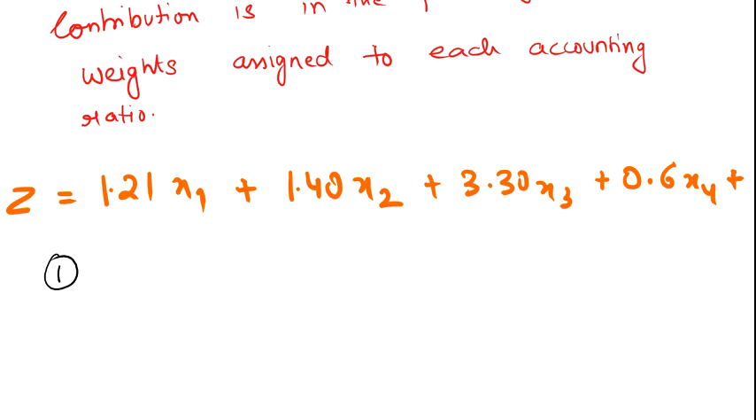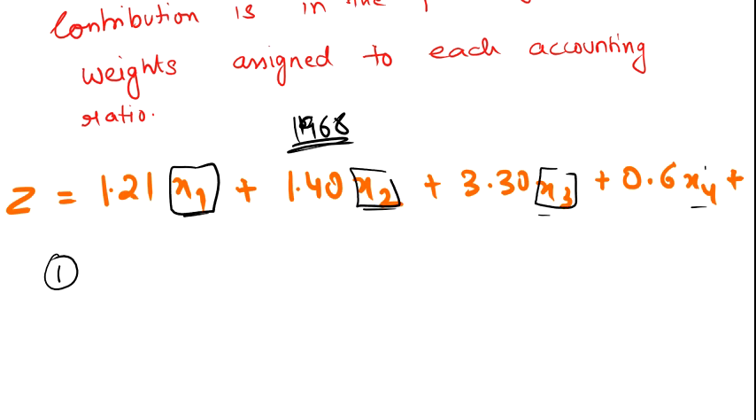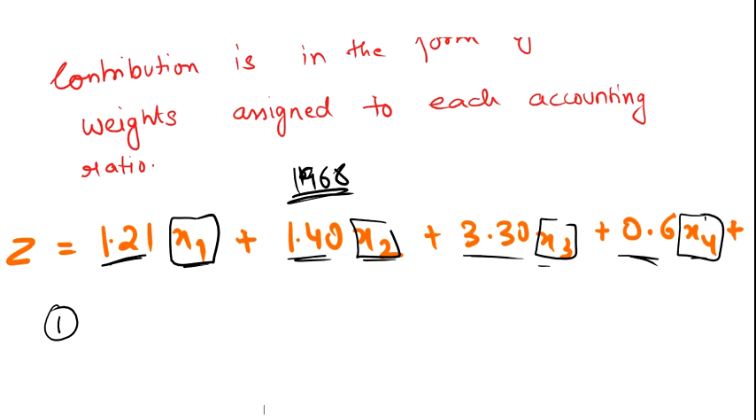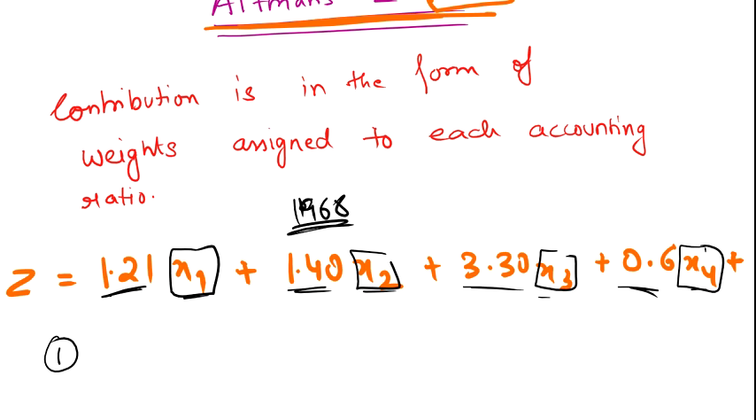Now Altman in 1968 presented this linear equation. Okay, as you can see, this is a linear equation. Nowhere will you see any kind of square. So see, these x1, x2, x3, x4, x5, they all are the variables, and these are the weights assigned to each variable. Clear?